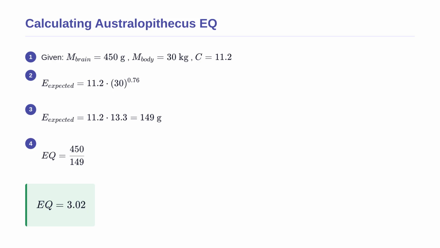Finally, we divide the actual mass of 450 by the expected mass of 149. The final answer is an EQ of 3.02. Physically, this means their brain was 3 times larger than expected for their body size.